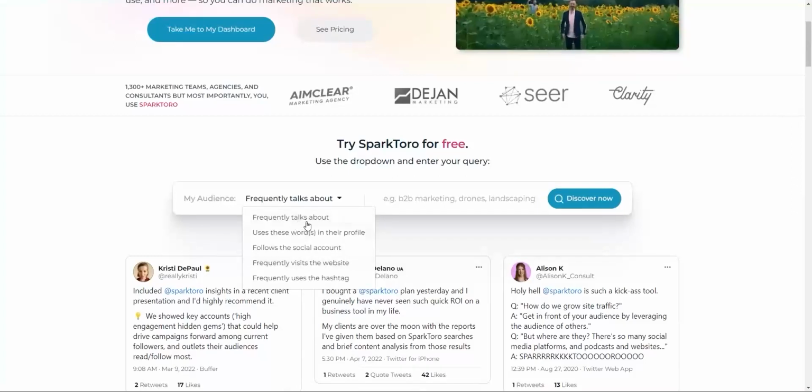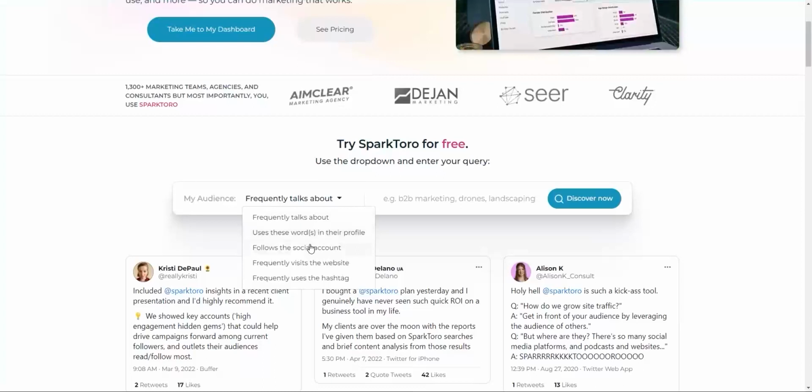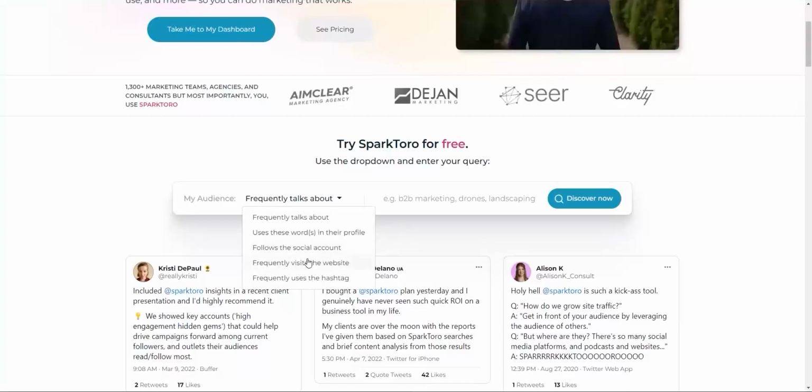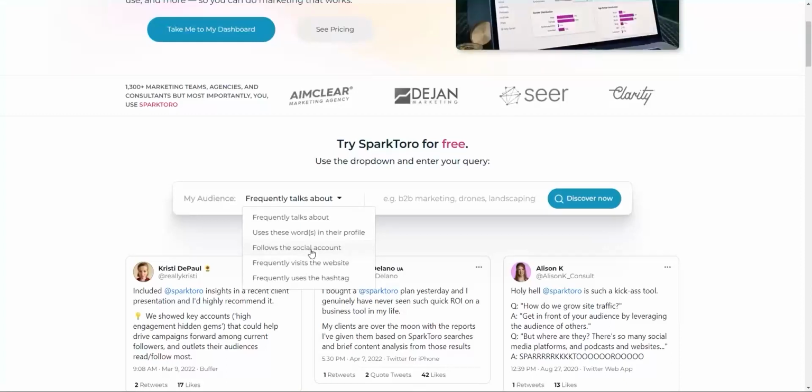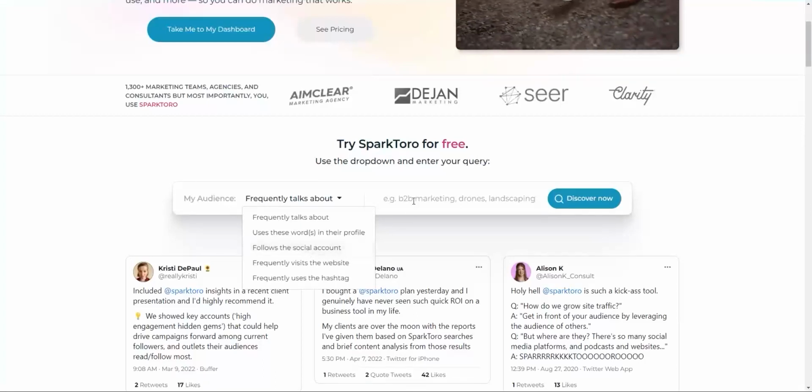When you first open the SparkToro page, you can see here the search bar where you can gather audiences depending on their interest, on what they frequently talk about, the words they might use in their profiles, so in their bios, specific social accounts that they follow, specific websites that they follow, or hashtags that they use. When you input a social account or a website, these accounts or websites need to be big enough for SparkToro to crawl the social media accounts and gather that kind of information.